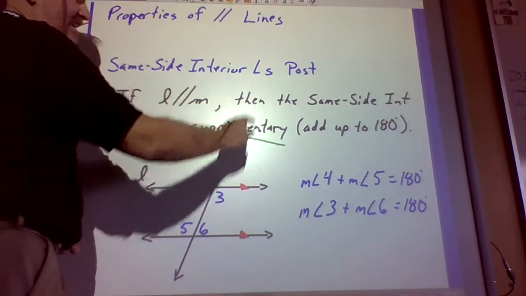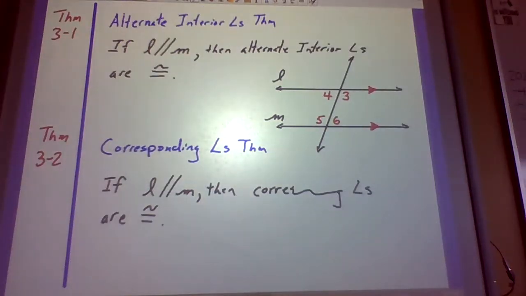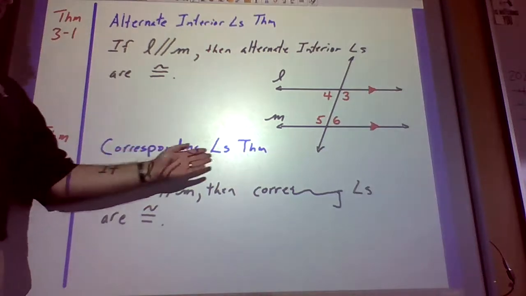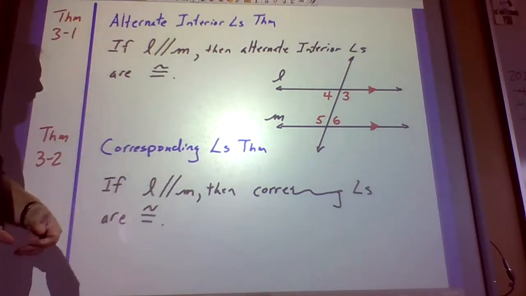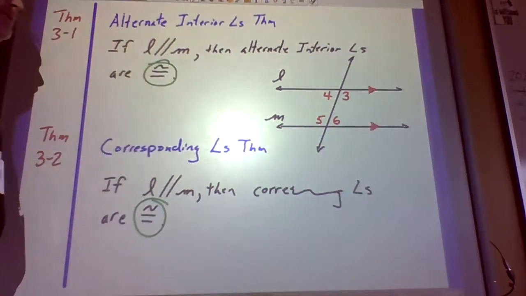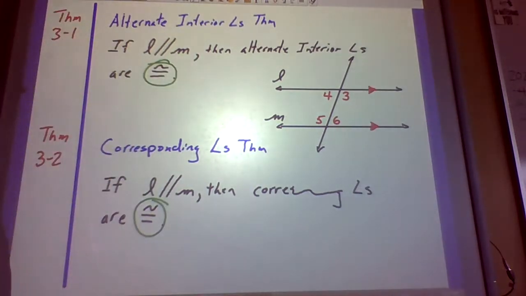All right. So same side interior has the 180 relationship. The next 2, alternate interior and corresponding angles, have a congruent or equal relationship. So go ahead and jot that down real quick.